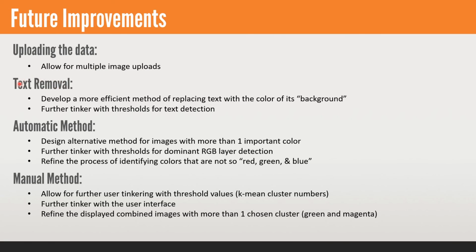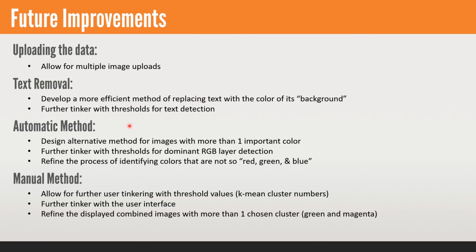Now for the text removal part, there's many things that could be improved. It gets the job done, but we could definitely develop a more efficient method for replacing the text with that background color. Like when we were looking at the DAPI stain, right, that was blue, I had mentioned that it'd be better if we filled in instead of that black color for the text, if it could just mock that blue color that we were looking at.